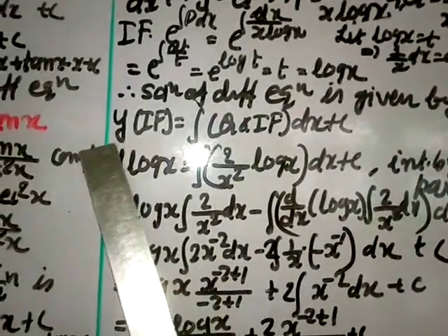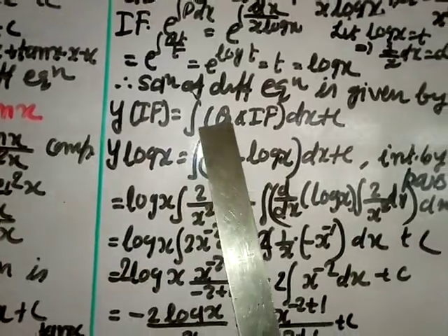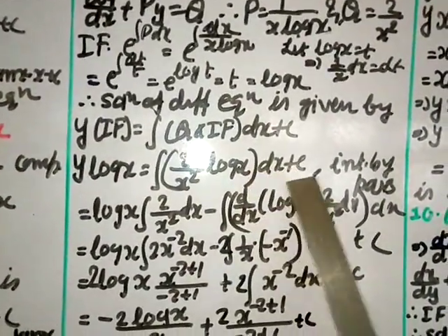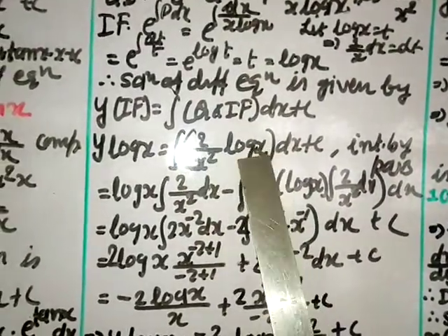Put the value y into log x equal to q. The q value is 2 by x square. So the integral is 2 by x square log x dx plus c. You have to integrate by parts, but x square you can take as x power minus 2, and log you take as the first function.